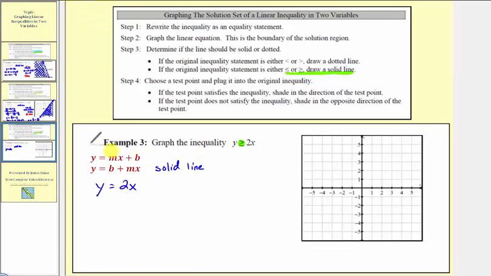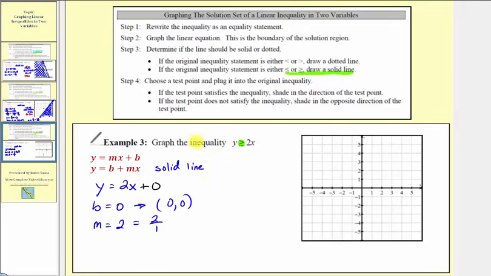Y equals 2x is in slope-intercept form. If we wanted to, we could write plus 0 to help us recognize that b, the vertical intercept, is 0. So if b equals 0, then the vertical intercept would be the origin, 0, 0. And notice how here we have a slope of 2, which we'll write as 2 over 1 to help us graph. So now we'll go ahead and graph the line.